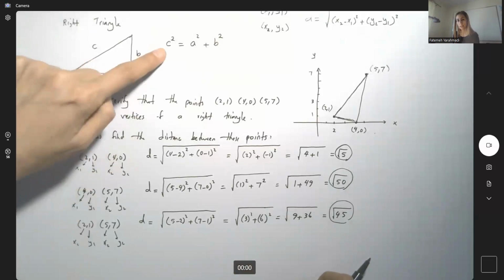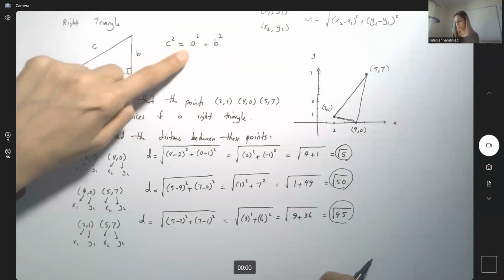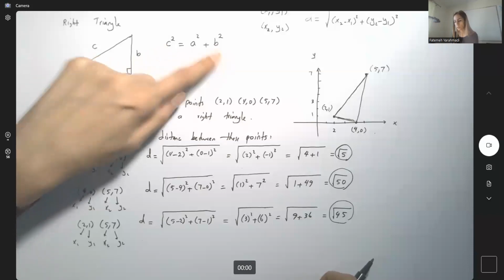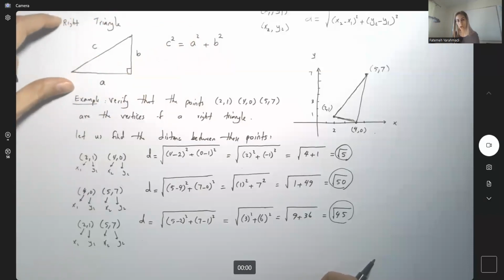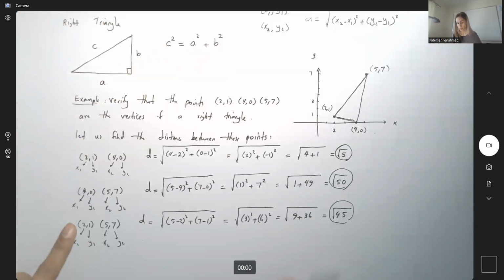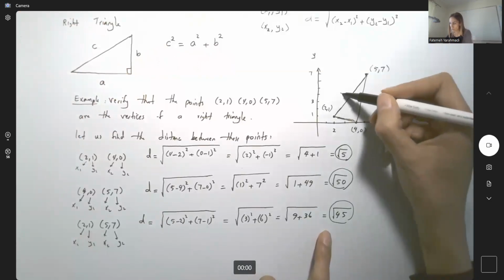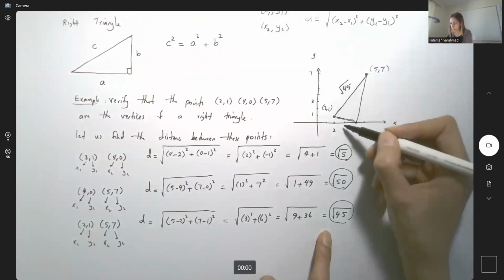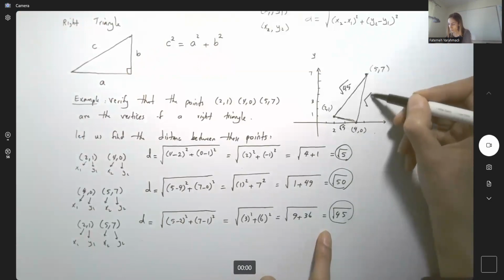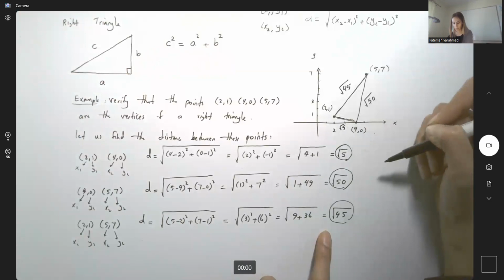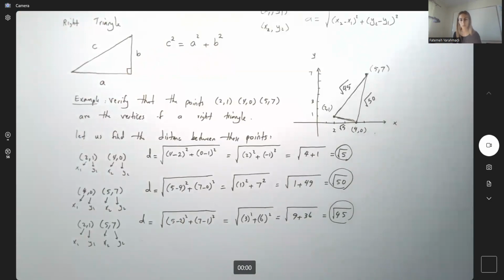Perfect. So what's the connection between these? It says c squared is equal to a squared plus b squared. Then you have a right triangle. Very good. The distance between 2, 1 and 5, 7 is square root of 45. This distance is square root of 5, and this distance is square root of 50.